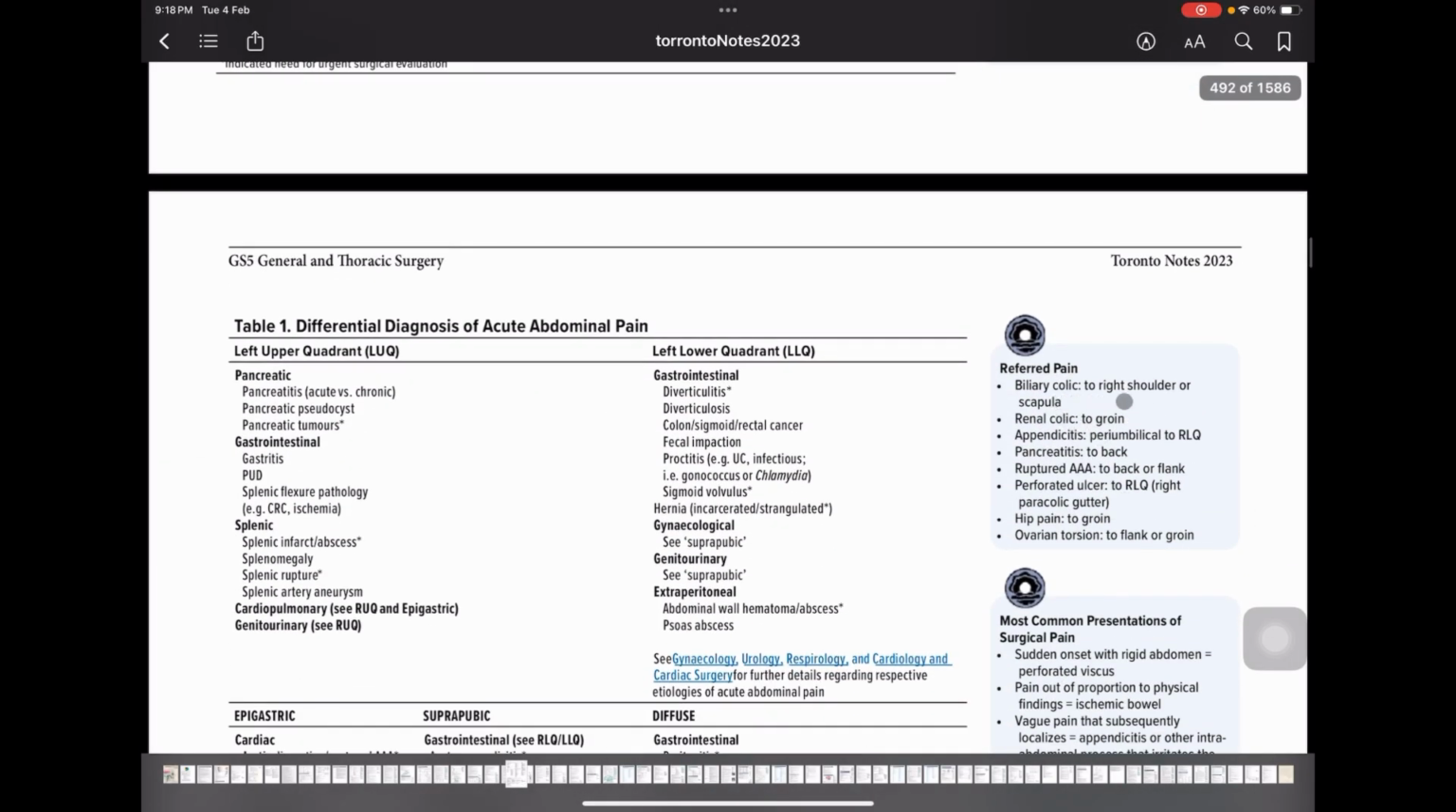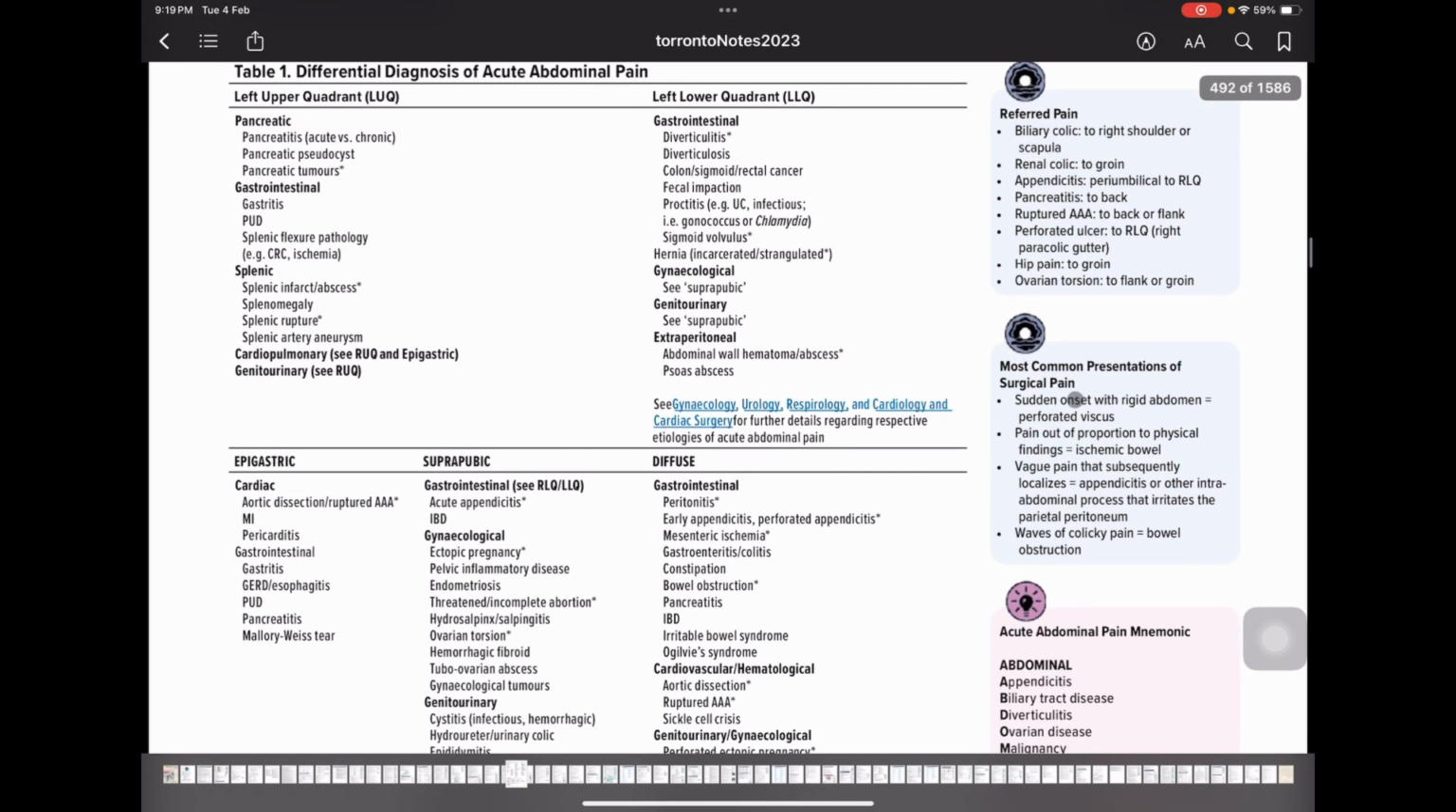Referred pain: biliary colic to the right shoulder or scapula, renal colic to the groin, appendicitis periumbilical to the right lower quadrant, pancreatitis to the back, ruptured aneurysm to back or flank, perforated ulcer to the right lower quadrant, right paracolic gutter, hip pain to groin, and ovarian torsion to flank and groin. Okay. Most common presentation of surgical pain: sudden onset with rigid abdomen, perforated viscus.